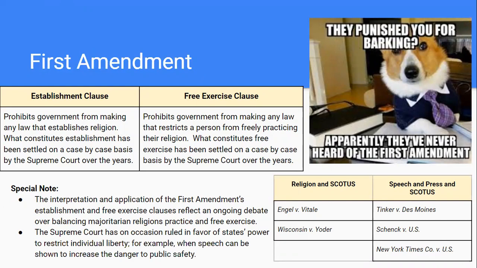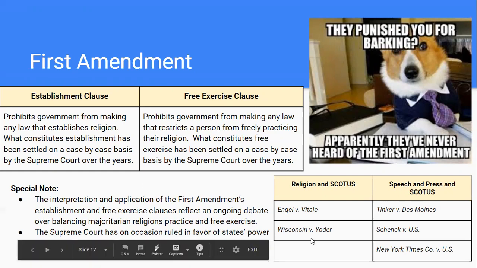Establishment Clause, Free Exercise Clause says that Congress cannot prevent us from exercising the religion of our choice. So if we want to practice Buddhism, Hinduism, Christianity, Judaism, Catholicism, Islam, right? All those religions, we have the right to choose and freely exercise the religion of our choice.